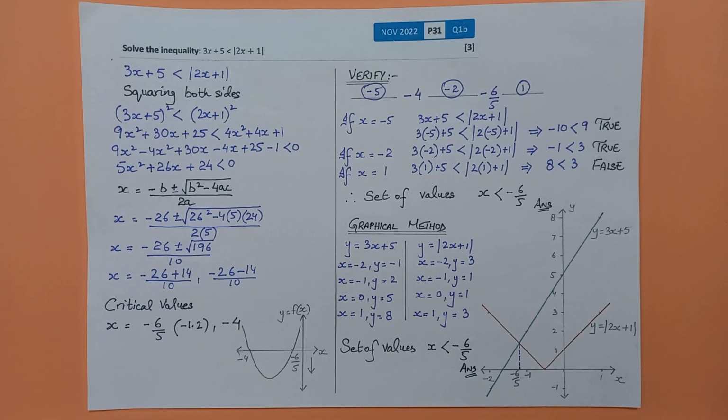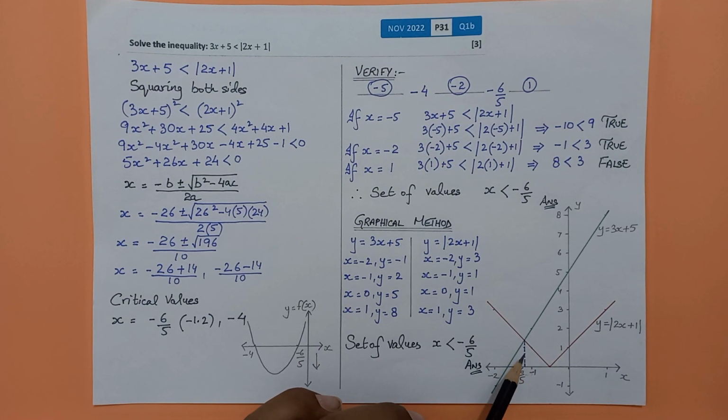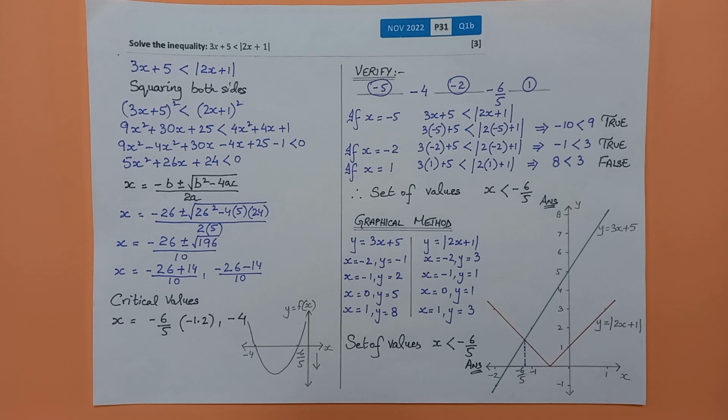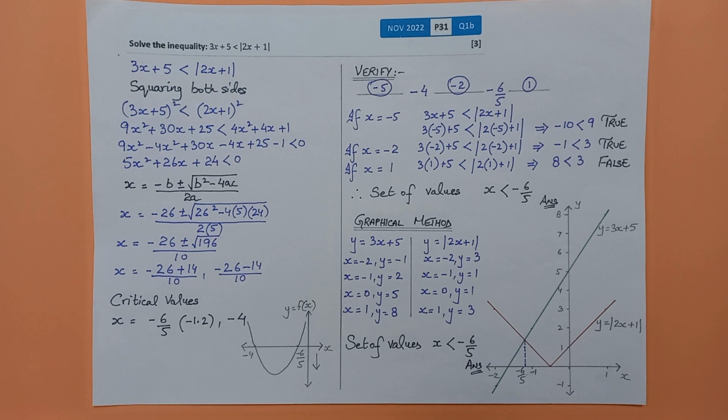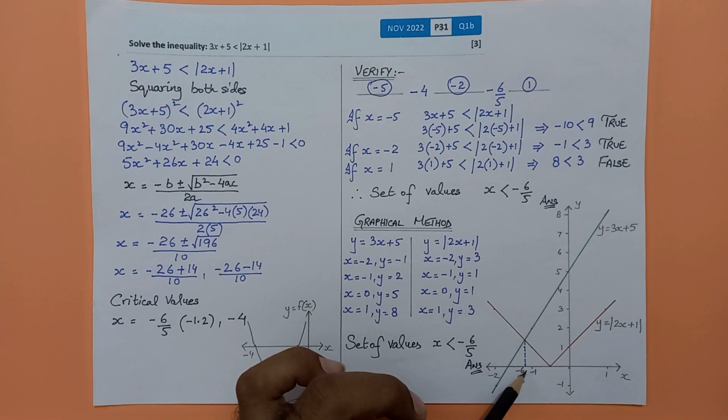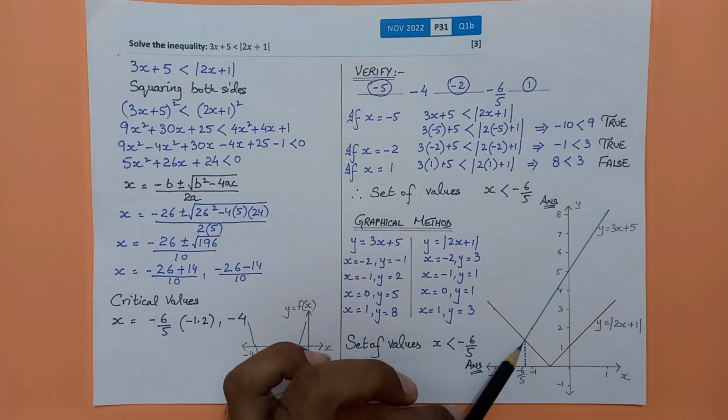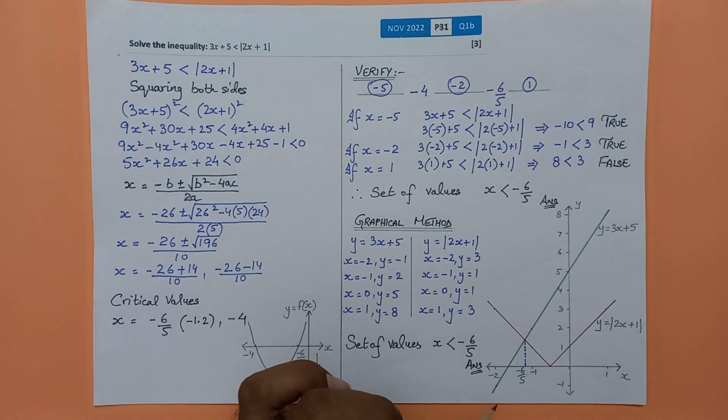If you look at both the graphs, they are intersecting at one point, and that particular point is -6/5. And we have two different conditions. If we take any value greater than -6/5, it is seen from the graph that the green line is above the red line. And if we take any value less than -6/5, it is seen that the red line is above the green line.